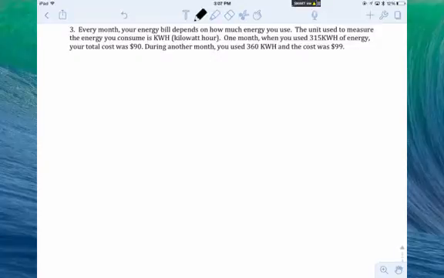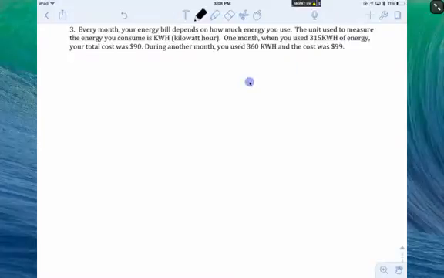Here we go. The unit that's used to measure how much energy you use is called the kilowatt hour, kWh for short, which you may learn about in physics soon, or maybe you already learned about it in physics. Anyway, one month you used 315 kilowatt hours of energy, and the total cost was $90. And another month you used more energy, you used 360 kilowatt hours, and the cost was $99.